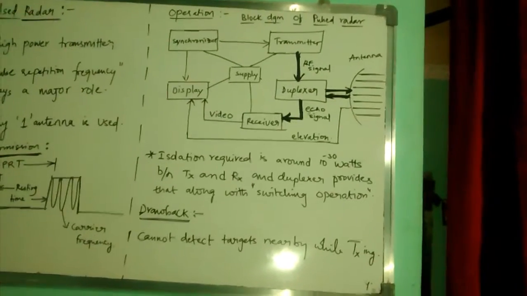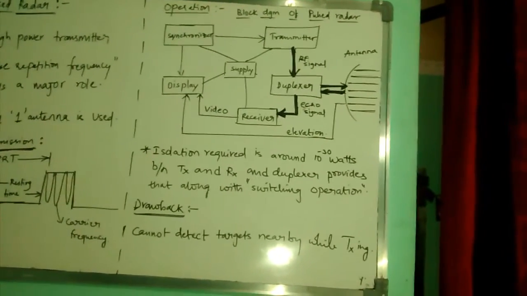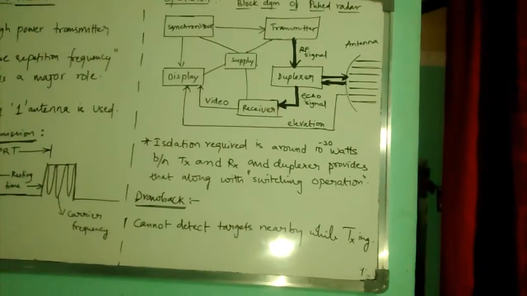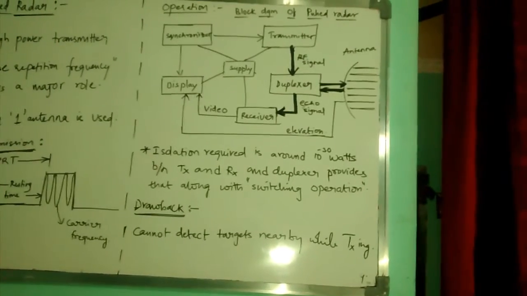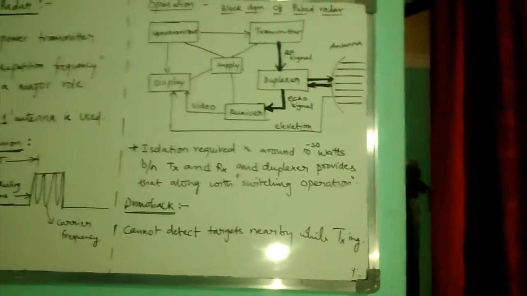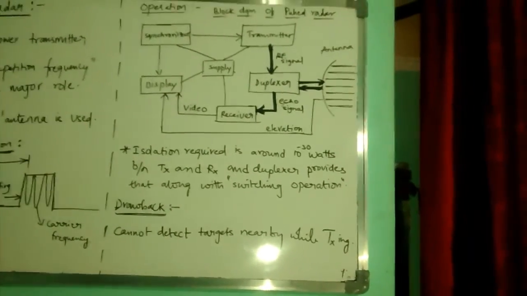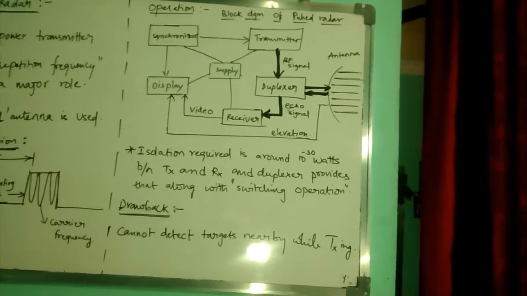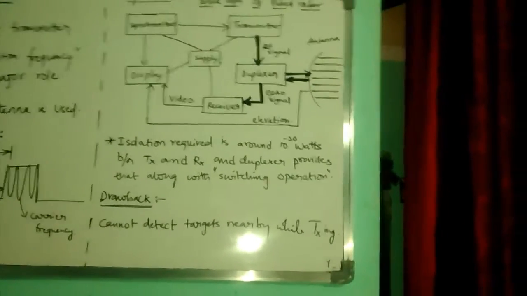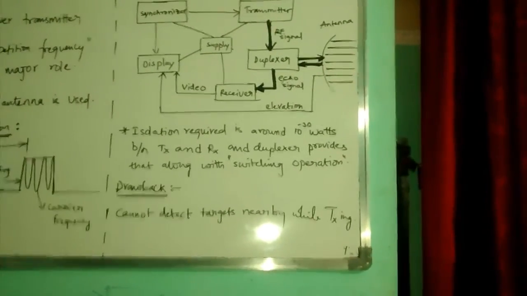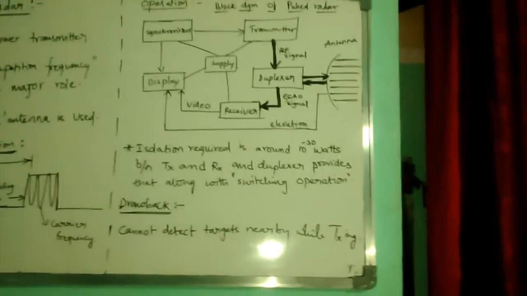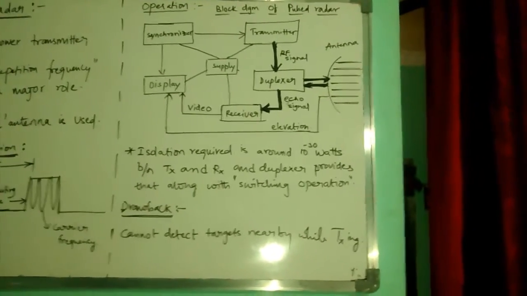Then the next part is the synchronizer. What the synchronizer does is it sends the start signal to the transmitter, saying that we have received the echo signal and done the operation, so start transmitting the next pulse. The transmitter sends the transmitting pulse, which is an RF signal. From there it goes to the duplexer, which plays a main important role in the pulsed radar system.